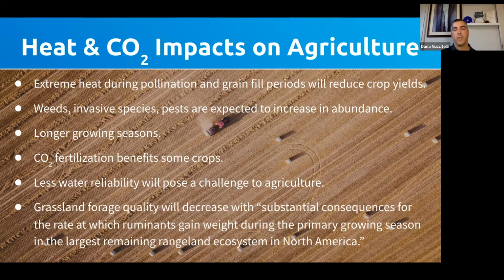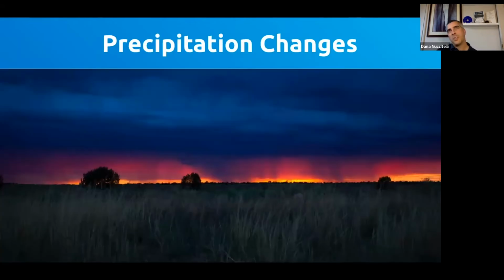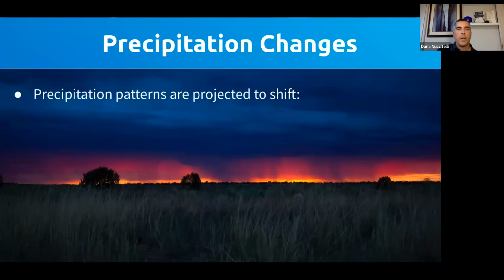And so this particular region is the largest remaining rangeland ecosystem in the country. And so when the nutritional content of the grass decreases, that poses a problem. So then you have to have more and more grasses for the livestock to eat. And then you get droughts and floods, complicating the issue. So I mentioned this is a region that's already prone to droughts and floods shifting back and forth, and they're going to see precipitation patterns shift even further.